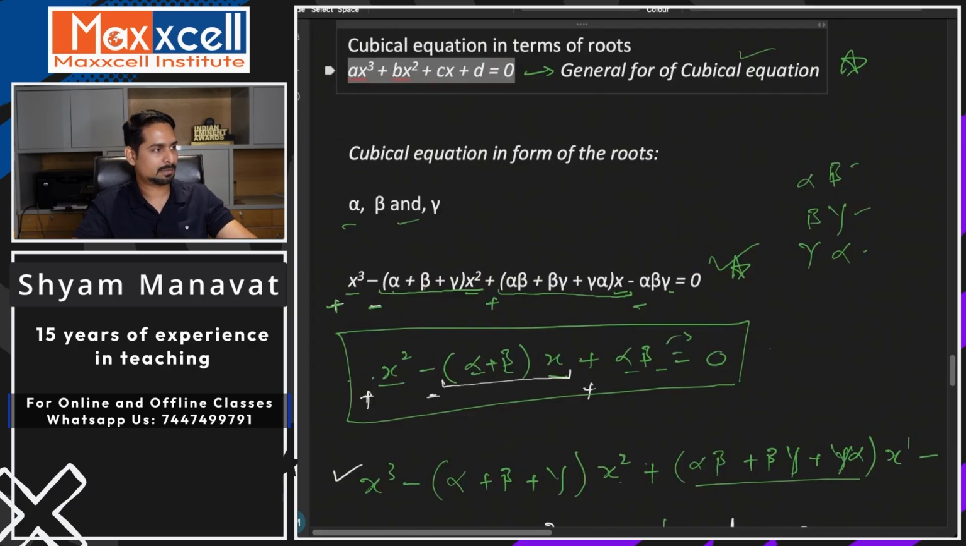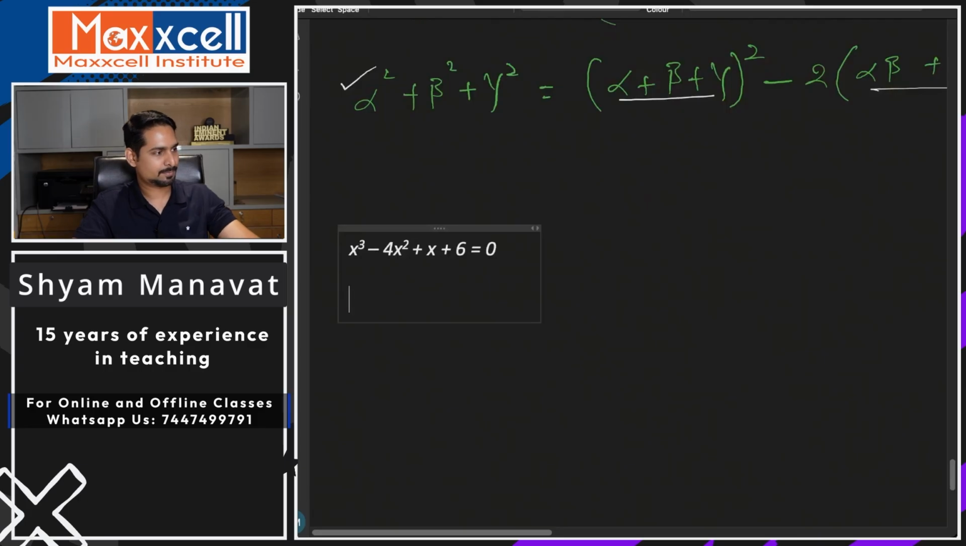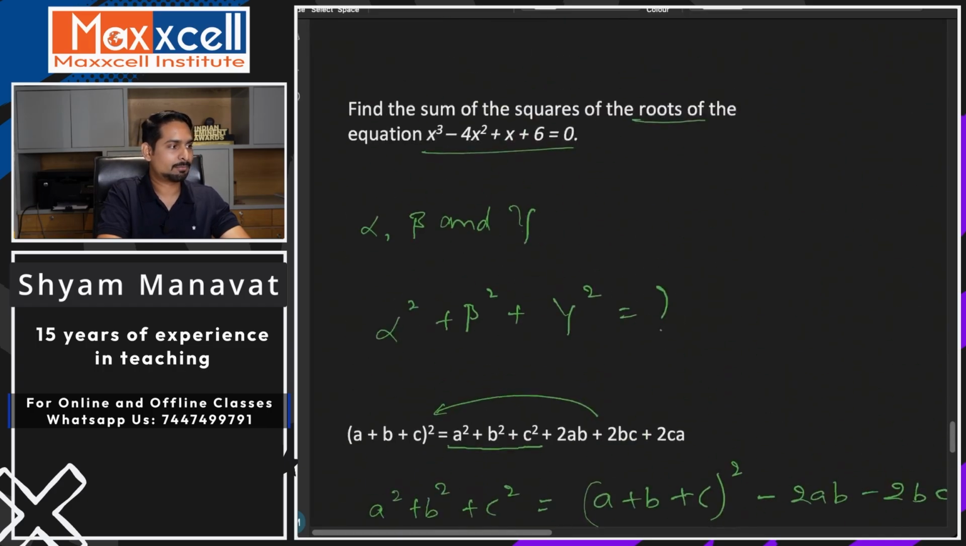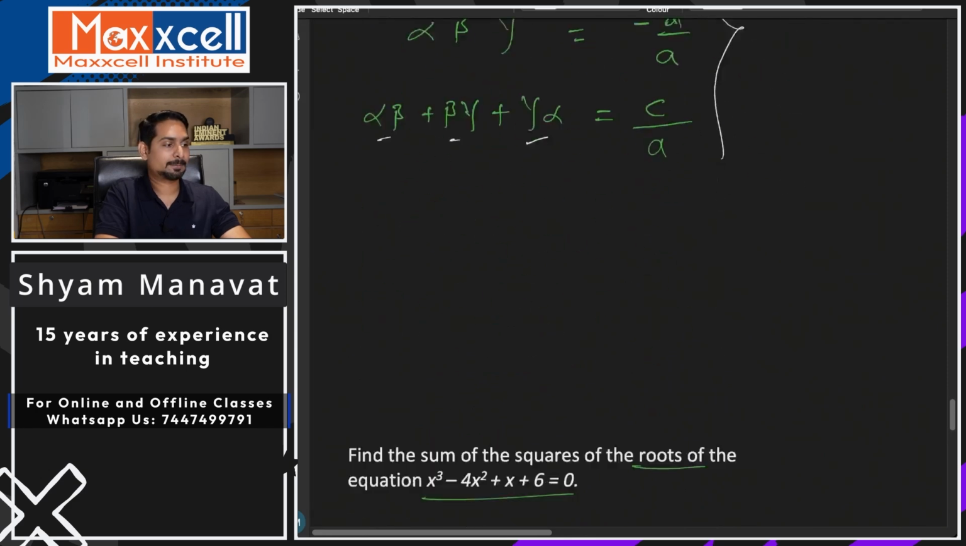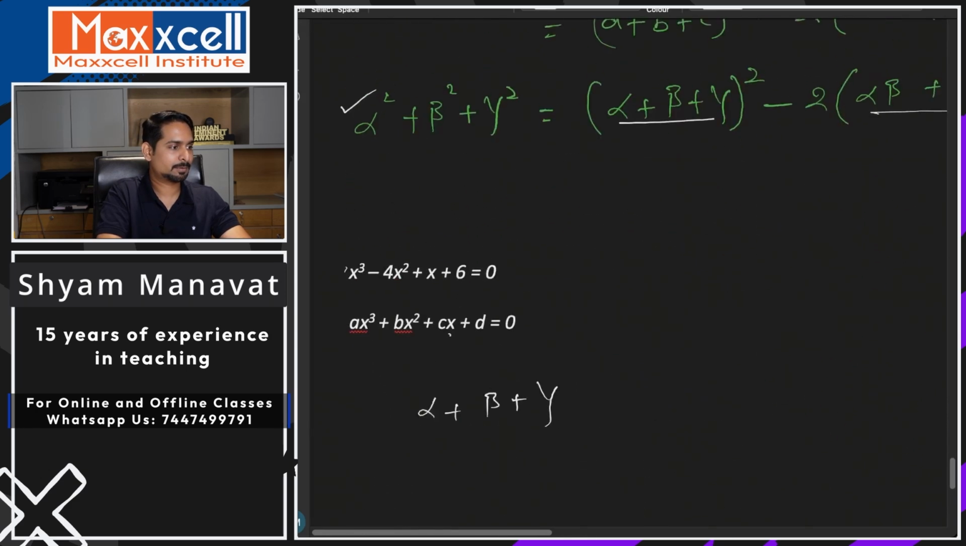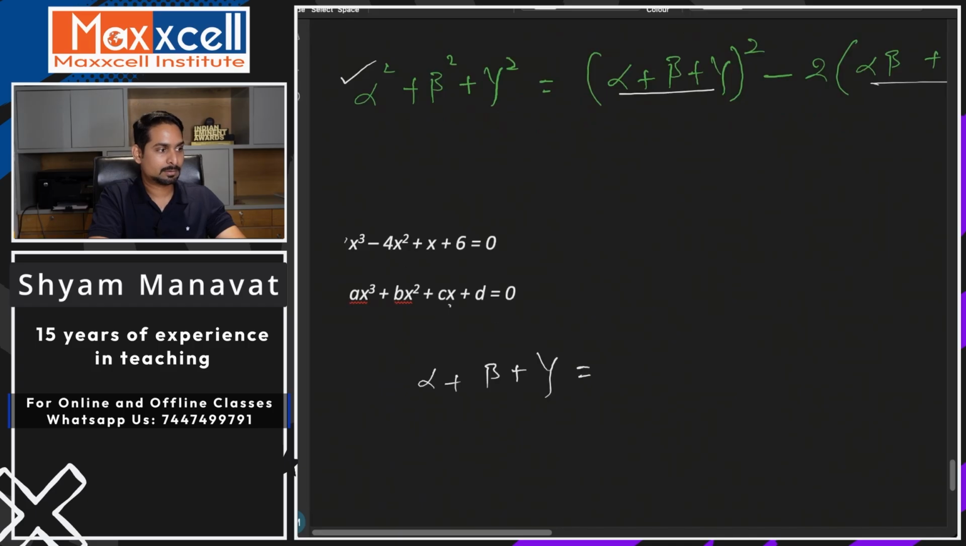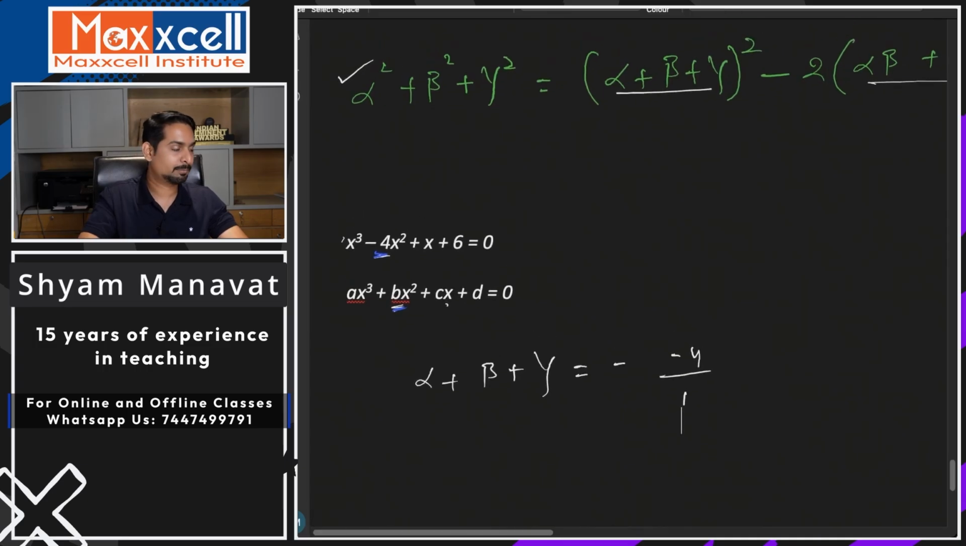I will see what is the value of a, b, c and d. You got a is 1, b is minus 4, c is plus 1, d is plus 6. So alpha plus beta plus gamma, sum of roots as we discussed, is minus b upon a. What is b? b is minus 4 here. So minus of minus 4 upon 1.